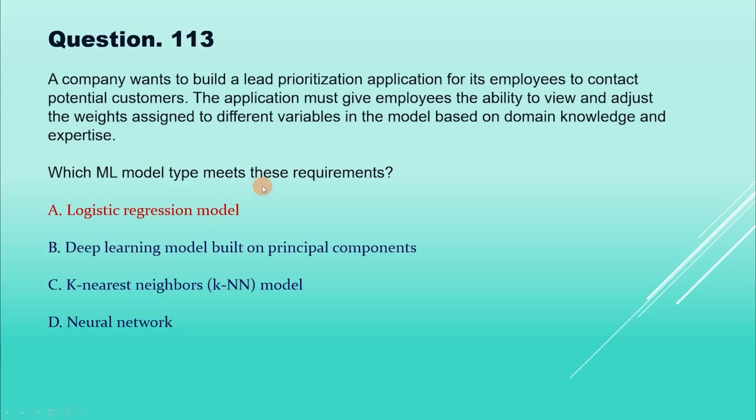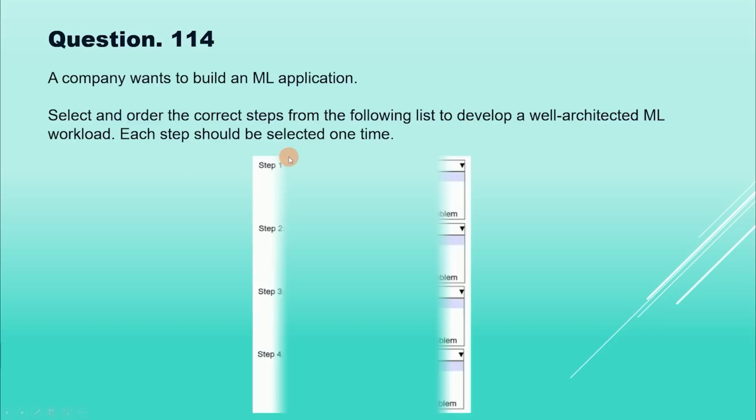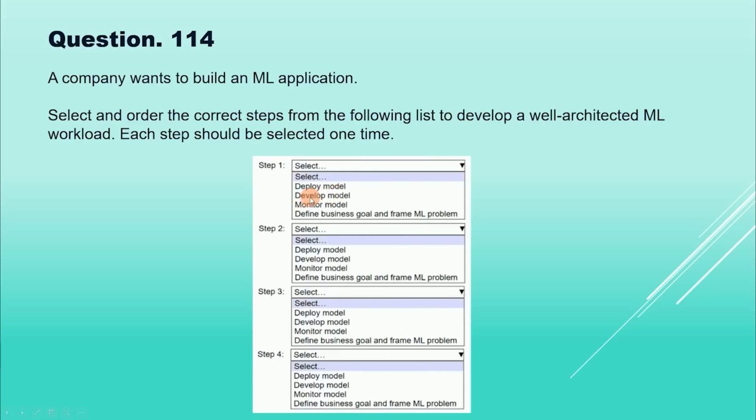Now question number 114. A company wants to build an ML application. Select and order the correct steps from the following list to develop a well-architected ML workload. Each step should be selected one time. Here are the options. Deploy model, develop model, monitor model, define business goal, and frame ML model. So this is just ordering. You have to select which should be step 1, then step 2, then step 3, then step 4. Each option should be selected just once. So this is the question. Now try to answer this.